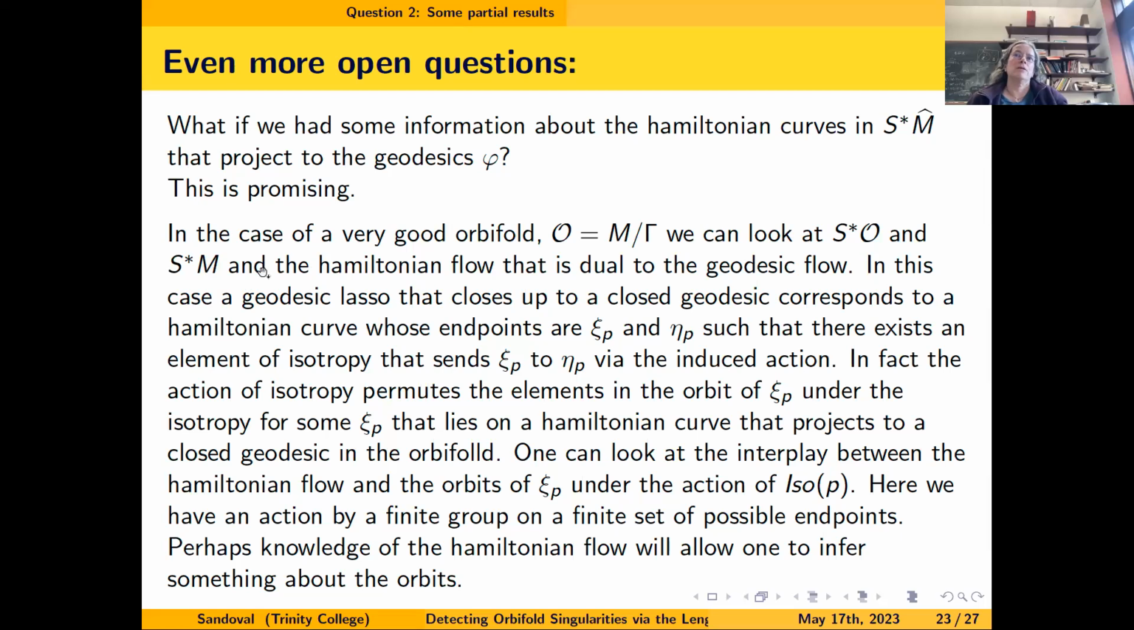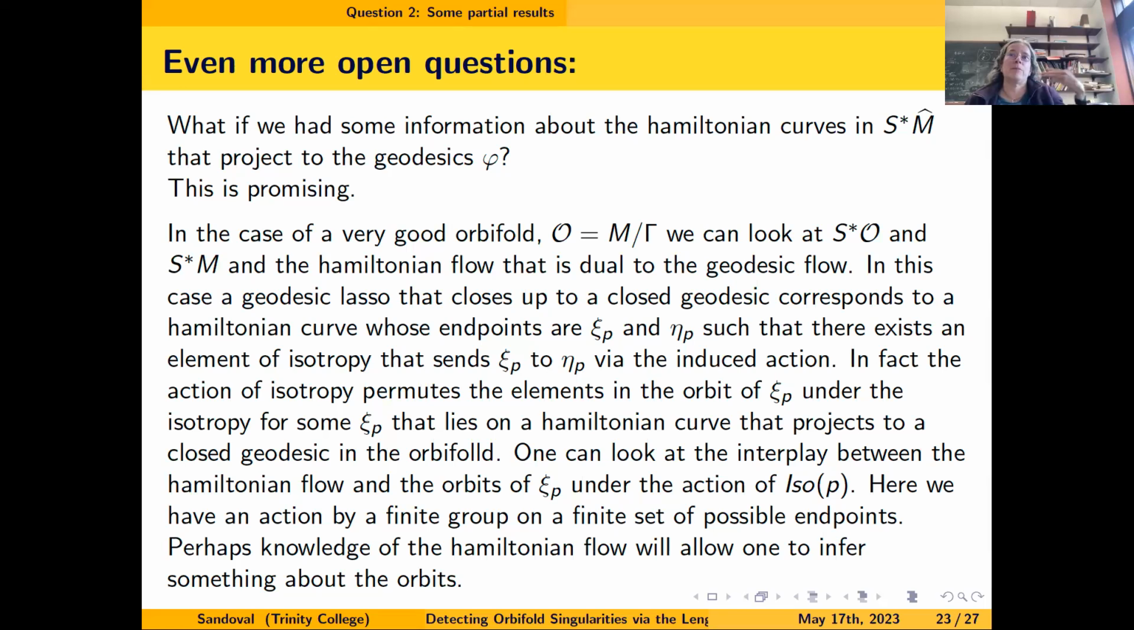The Hamiltonian flow you have there is the dual to the geodesic flow. And you can think about geodesic lassos that close up to be closed geodesics on O, which ones do and which ones don't. These are going to be Hamiltonian curves whose endpoints are covectors above P, such that there exists an element of isotropy that relates these two covectors. And I'm looking here at the induced action on the cotangent space. It's just the appropriate dual thing to the one that happens on the tangent space.